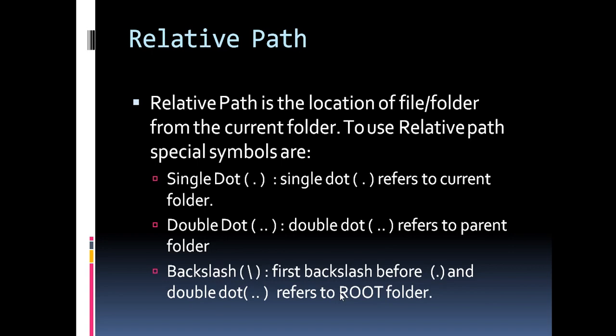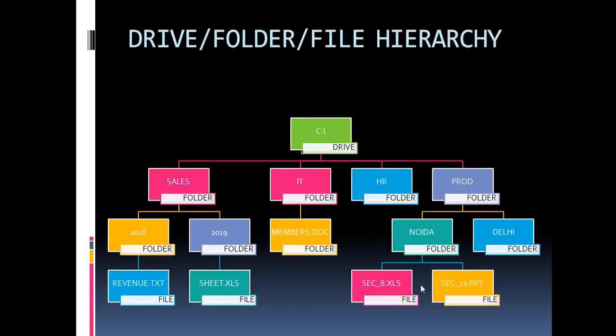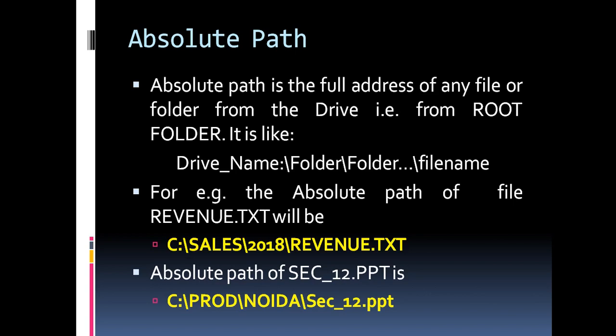Now similarly for sector 12, if you see here, sector 12 is a file in the folder Noida, and it is under folder production and it is under C. That is what is written: under Noida, under production and under C. This is called an absolute path, right?